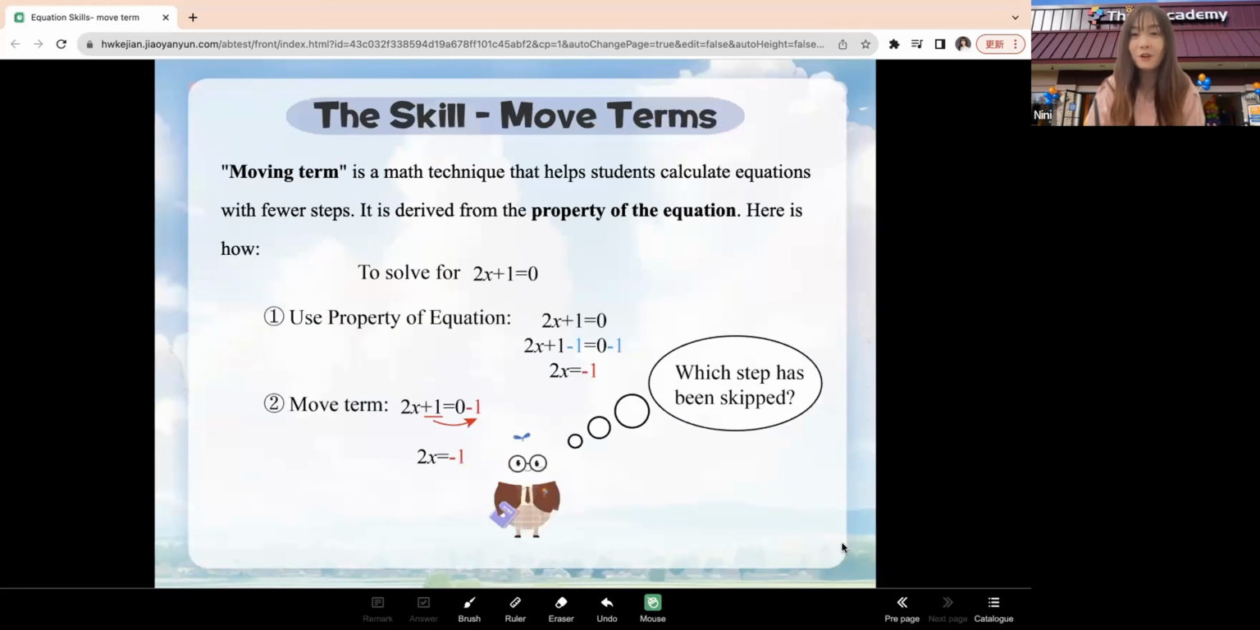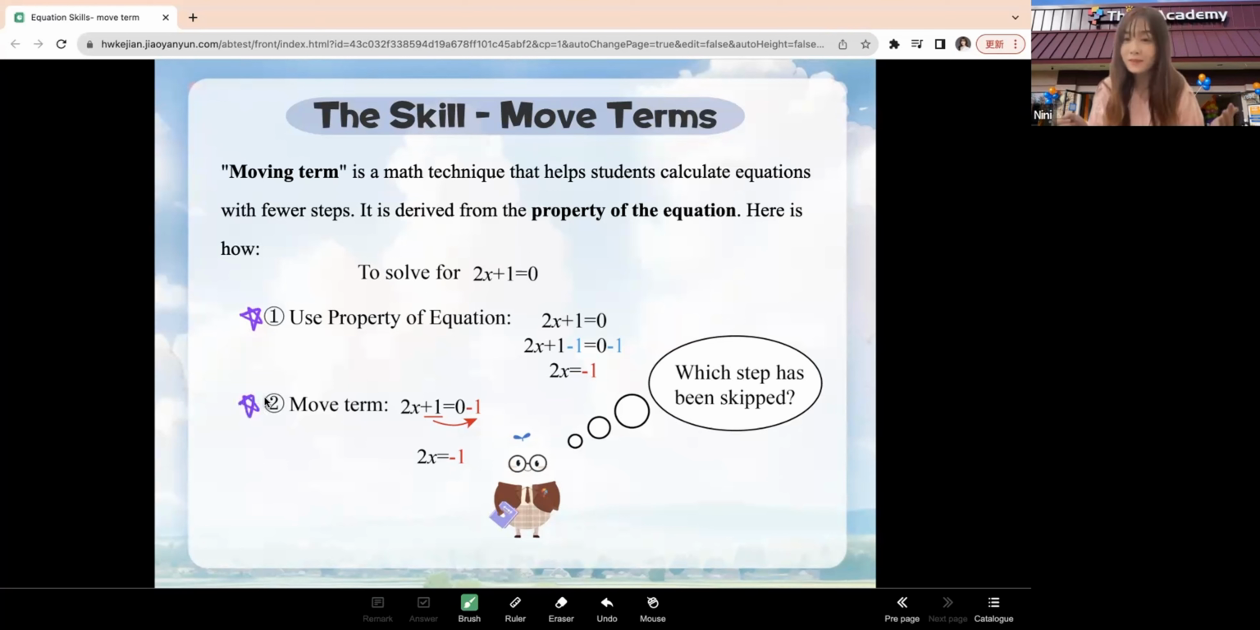So let's just have a quick summary here. Today, we have learned how to move terms. This is the most important and foundational skill as you solve equations. We know that in school, we have learned that we can do the same thing on both sides of the equation and the equation will stay the same. But today, we find a shortcut.